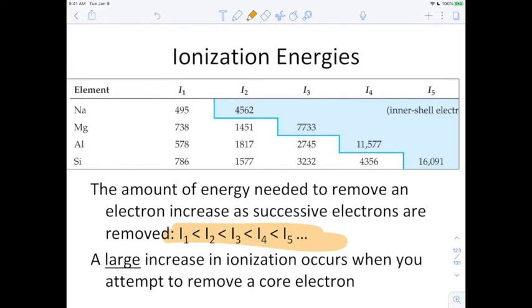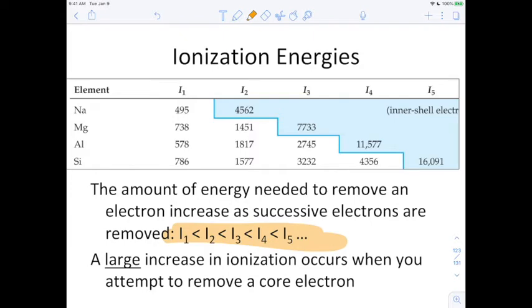So that is why our first ionization energy is always the lowest. It is the easiest to steal the first electron, just like it was easiest to steal your first bike, and the second electron is harder to steal, just like your second bike would be harder to steal, and so on.